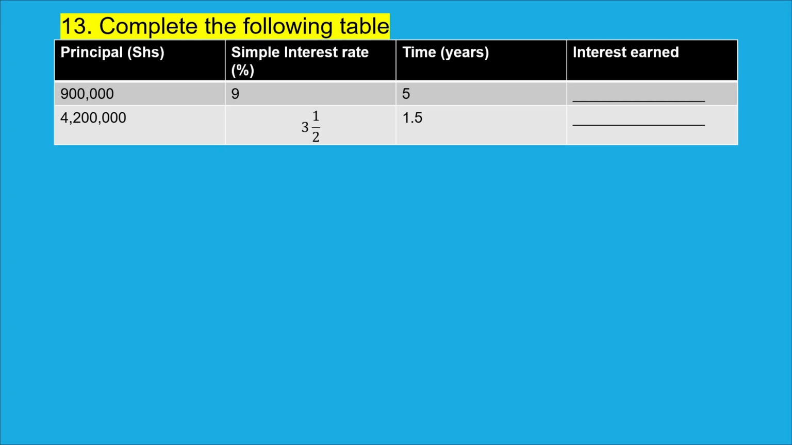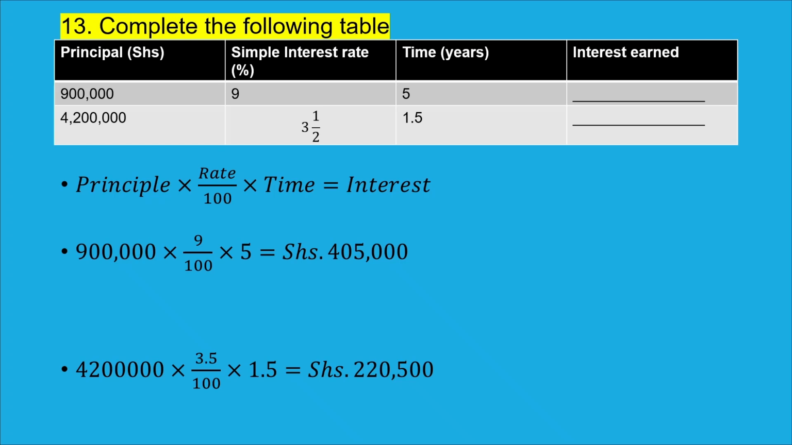If you have the principal, the simple interest rate and the time, how do you get the interest earned? Just use the general formula: principal times rate over 100 times time is equal to the interest. Therefore, when you substitute the values there, 900,000 and 9% and 5, then you have 405,000 for the first case. For the second case, you substitute the 4,200,000 and the 3.5% over 100, then times 1.5 as the time, then you have 220,500 as the interest. Put the values in the table there and you have the table complete.